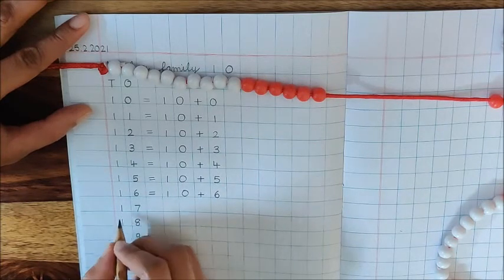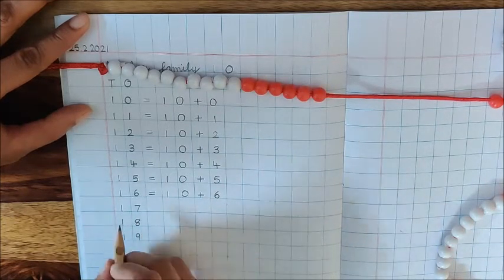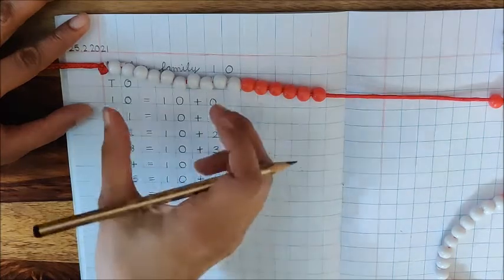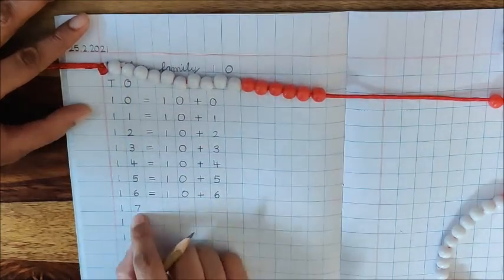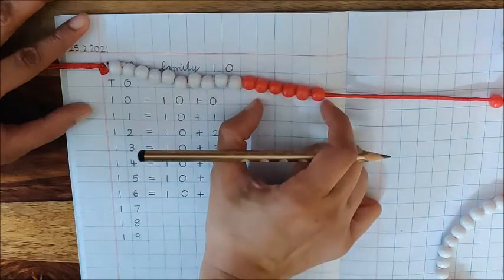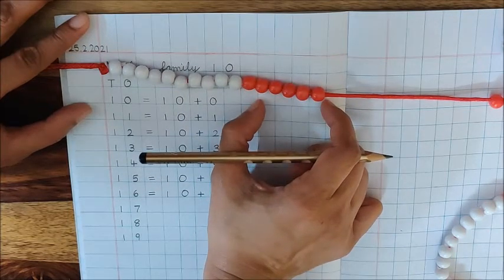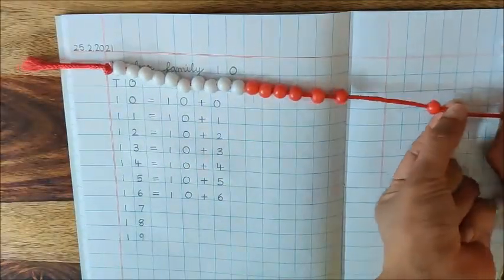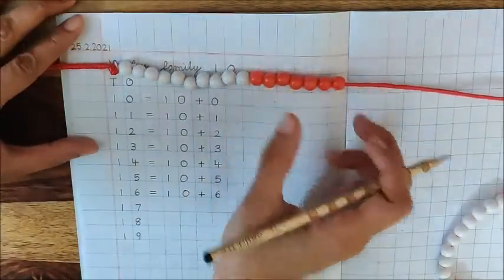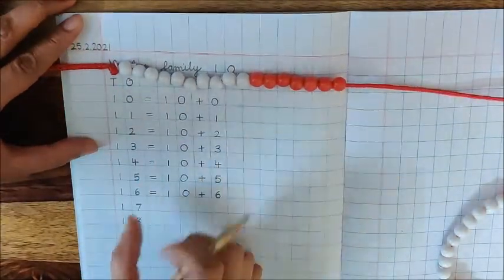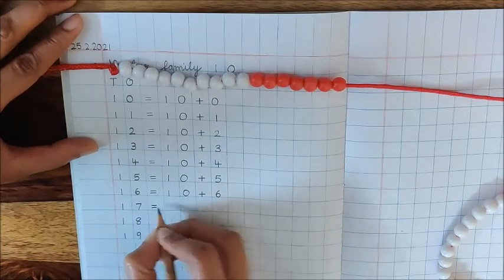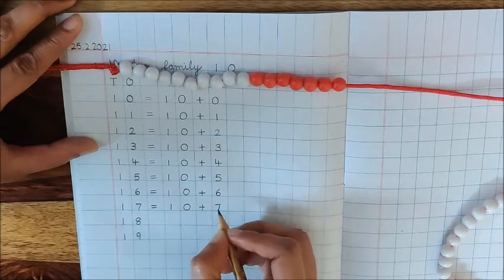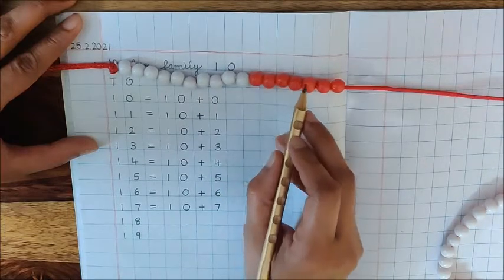Next number is 17. How many tens and ones in 17? 1 ten and 7 ones is 17. See, again we have 1 ten here. We need 7 ones. But here we have 6 ones on our Ganitmala. What will we do? We have to take out one more. And it has become 7 ones. 1 ten and 7 ones is number 17. Right here 17 is 1 ten and 7 ones. See, we have 7 ones. 1, 2, 3, 4, 5, 6, 7.